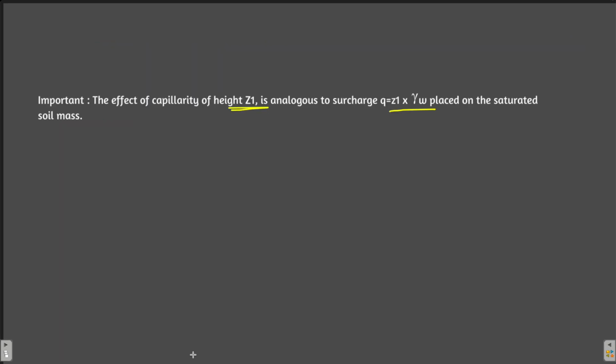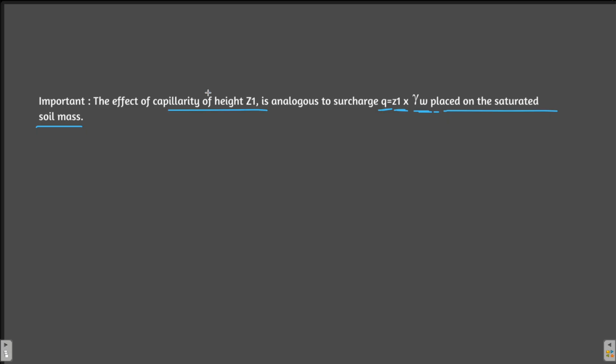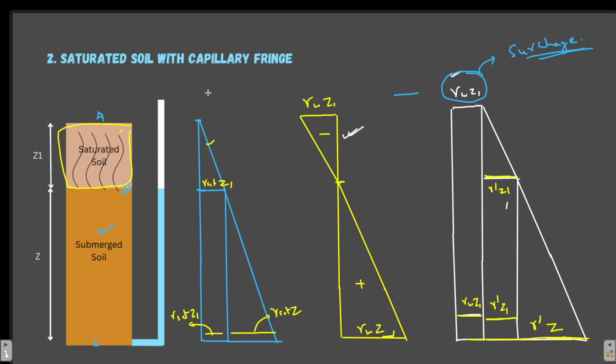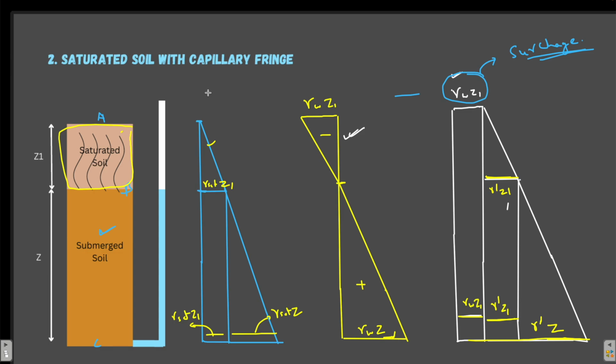Here I want to highlight one thing. It's written that the effect of the capillarity of height Z1 is analogous to the surcharge Q equal to Z1 gamma W placed on the saturated soil mass. So if you consider the capillary effect as the surcharge, you can easily draw the stress diagram for this soil. Now I hope this is clear to you. This is a very important concept, and you will get this concept multiple times in your examinations. So understand this very carefully, and we'll be doing many questions based on these concepts.